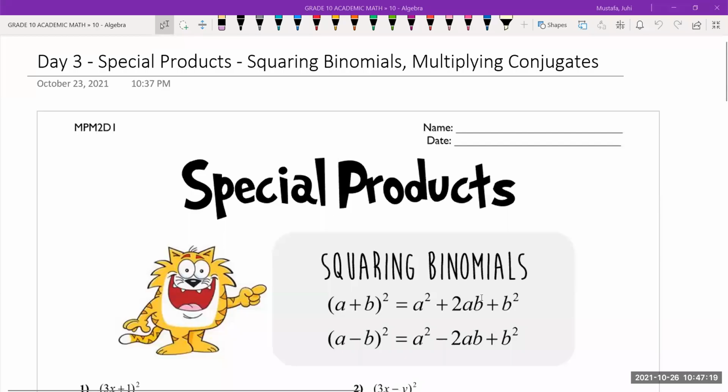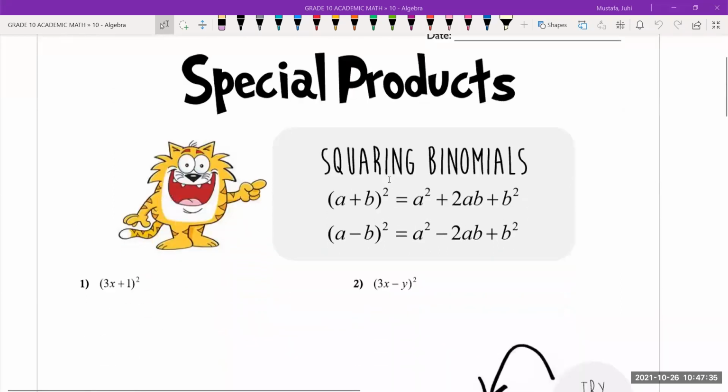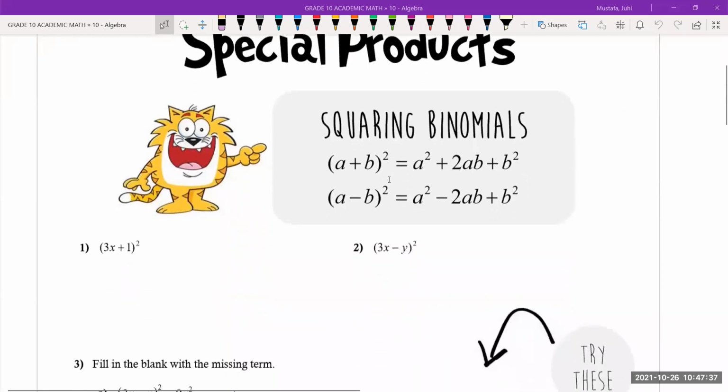All right, so you know how we just learned how to multiply binomials? We're actually going to do more of the same stuff. We're still going to be multiplying binomials, but there are certain patterns that emerge when you multiply certain types of binomials. So they're called special products. Take a look at the little lion tiger.